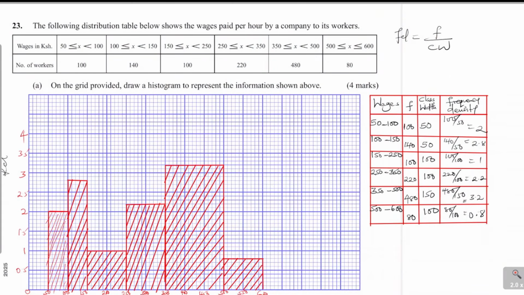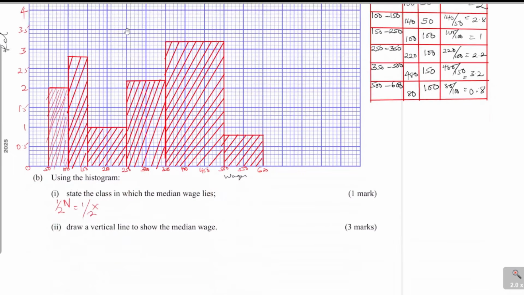When you add the total number of workers, that is the total frequency here. When you add everything, the summation of frequency, 100 plus 140 plus 100 plus 220 plus 480 plus 80, that will give 1120. That is the total frequency or the total number of workers. So the position of the median is half multiplied by the total frequency, 1120.